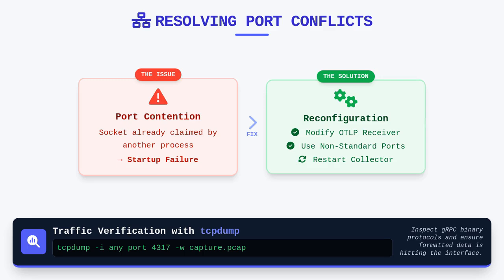If you find yourself needing to inspect the actual payload traversing these channels, tools like tcpdump become invaluable for verifying that formatted data is indeed hitting the interface. Using a command string like tcpdump any port 4317 -w capture.pcap allows for deep inspection of the gRPC traffic to confirm the receiver is parsing the binary protocol correctly.